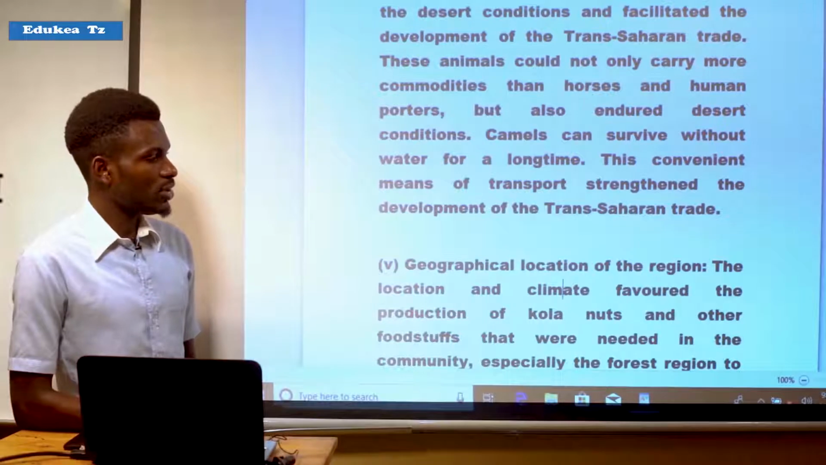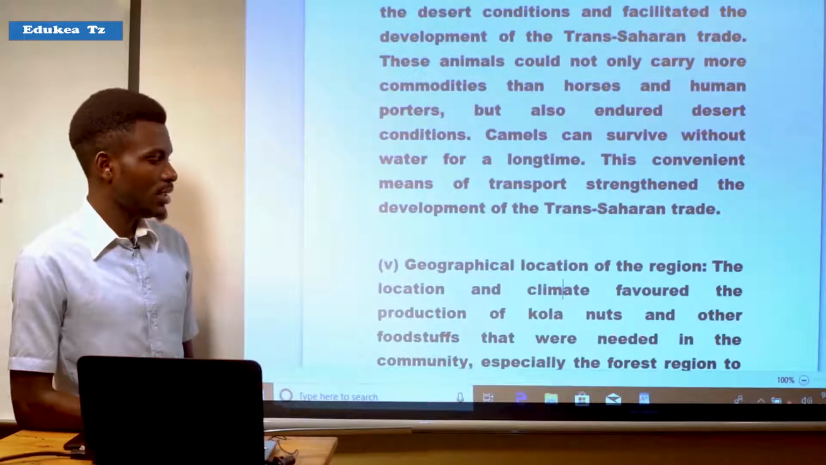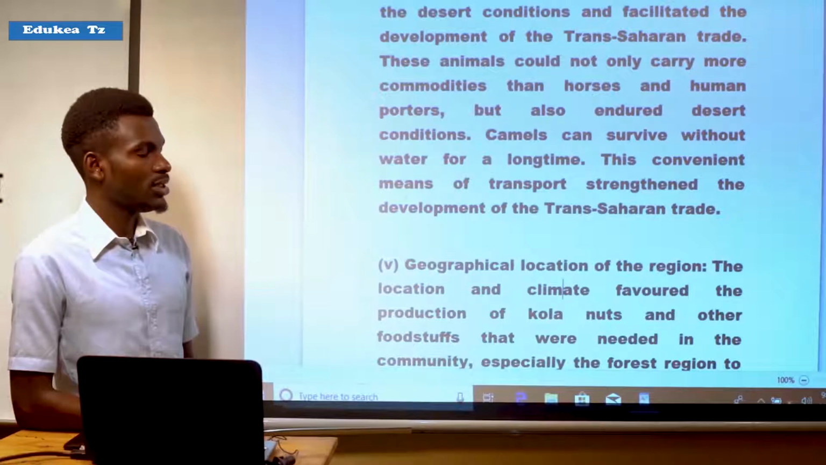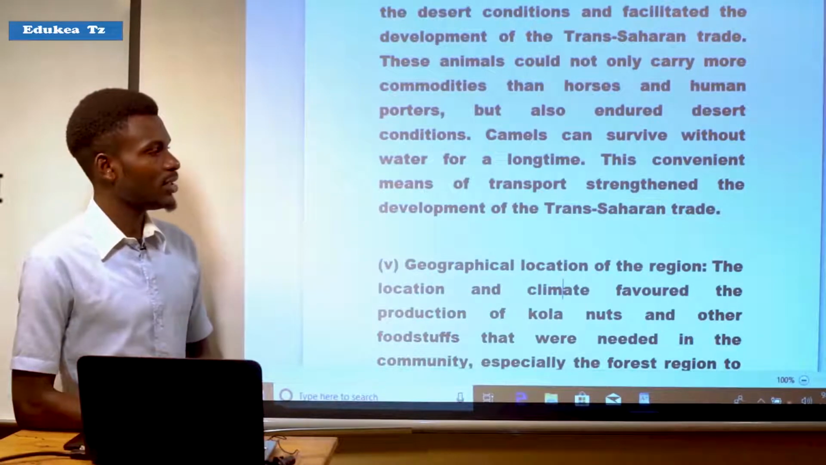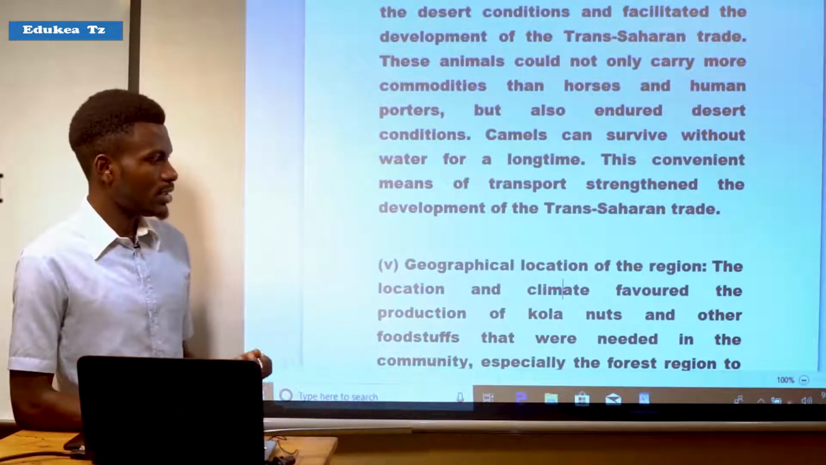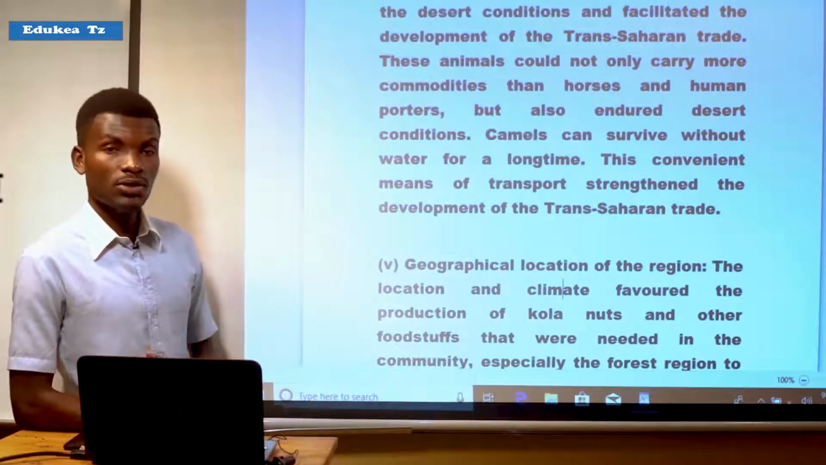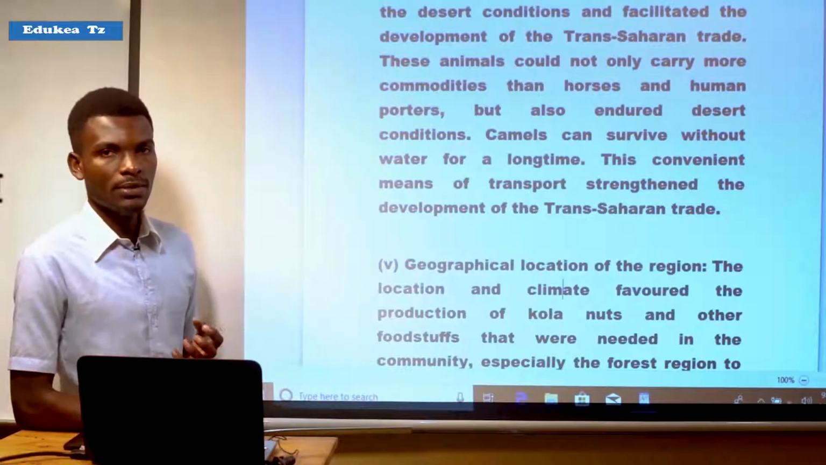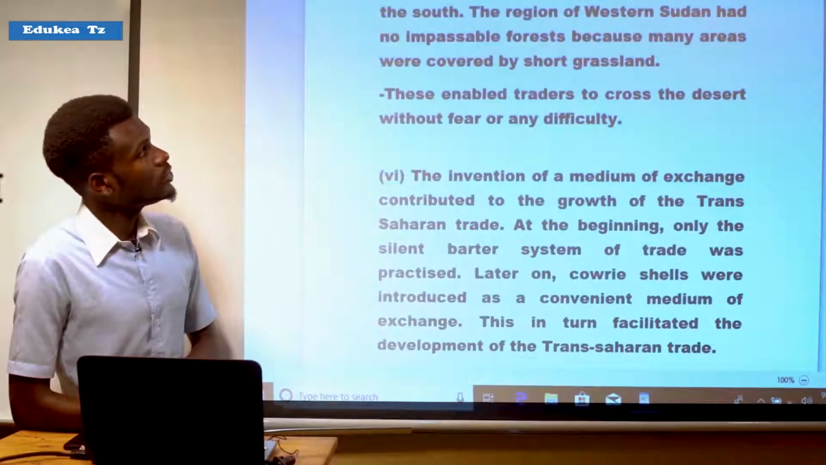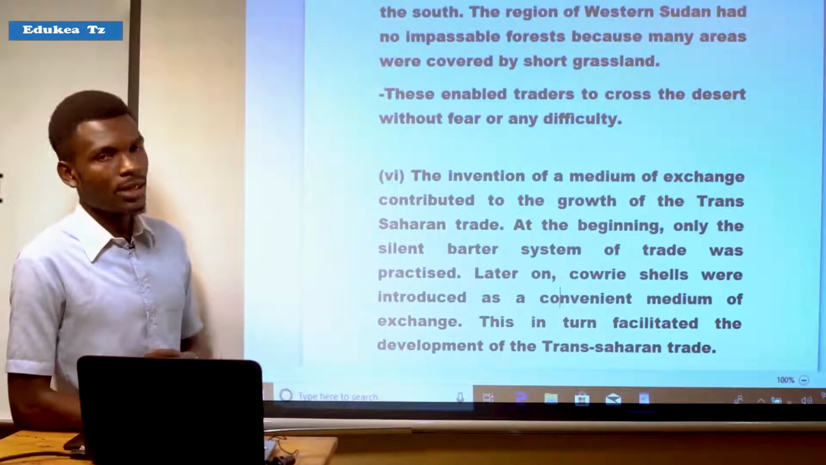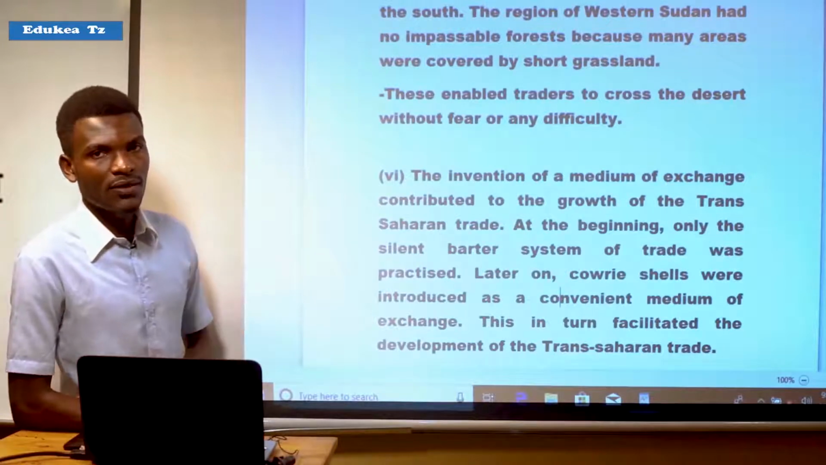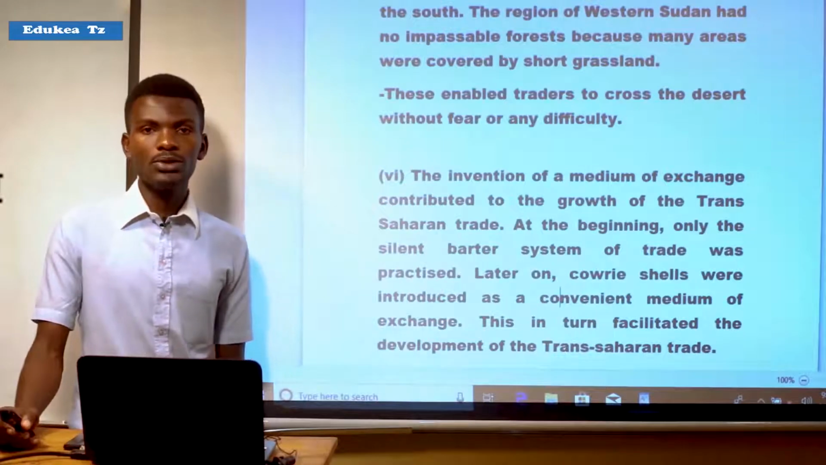On how? The location and the climate favored the production of coconuts and other foodstuffs that were needed in the community, especially in the forest region. It means that the location and the climate of Western Sudan and North Africa favored the production of coconuts and other foodstuffs which were needed by the different communities, especially the forest regions to the south. The forest regions in the south were in high demand of the foodstuffs that were produced by the Western Sudan regions.